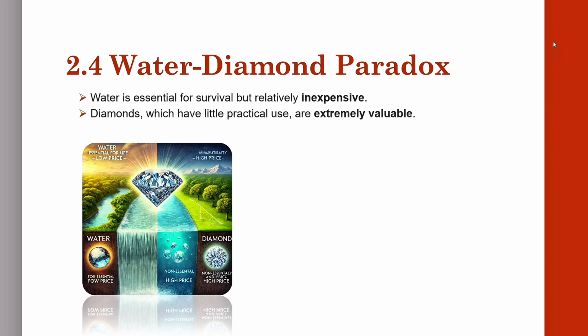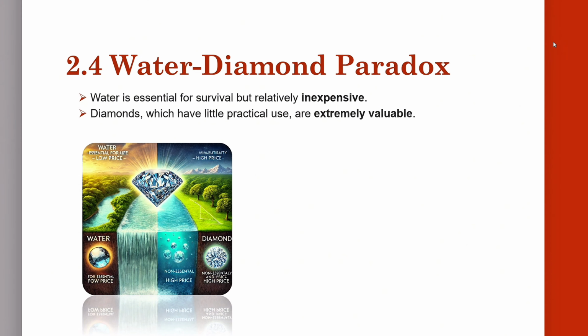The answer lies in marginal utility, not total utility. Water has high total utility. We need it daily in large amounts. But because it's so abundant, the marginal utility, the satisfaction gained from one more unit, is low. After your thirst is quenched, another glass adds little extra value, right?